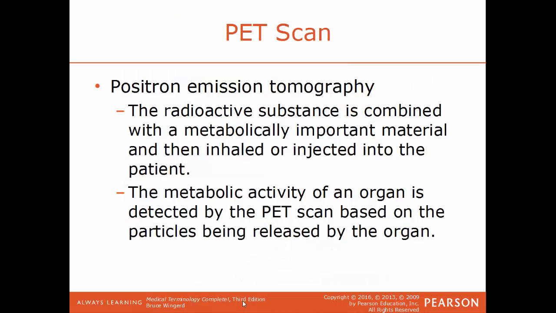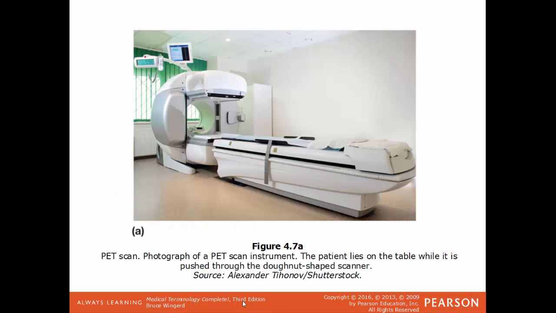The PET scan, positron emission tomography. This is where you have a radioactive substance that is combined with a metabolically active or important material that is then injected into the patient or inhaled by the patient. And the reason why this is done is the metabolic activity of an organ will be highlighted more by that radioactive substance. And this higher level of activity will be detected by the PET scan as the radioactive particles are being released by that organ. And this is how this machine would look, a PET scan. Patient would lie down here and they would be rolled into this area here, and this will spin all the way around them multiple times.